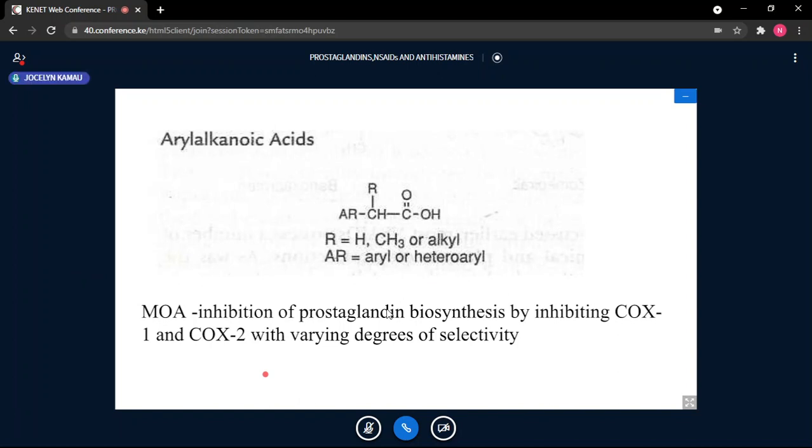We still have a long way to go. We now have the propionic acids and acetic acids. We have done up to mefenamate, propionic acids, acetic acids, the enolics.